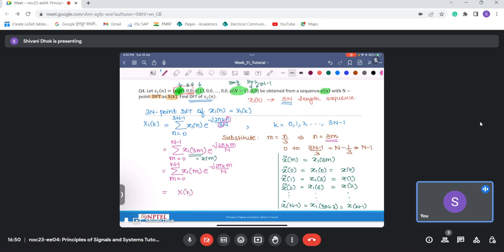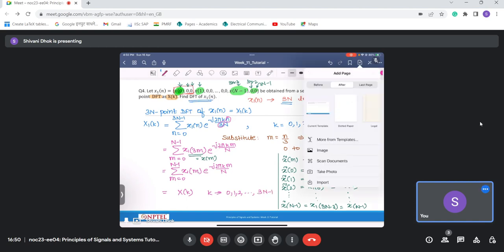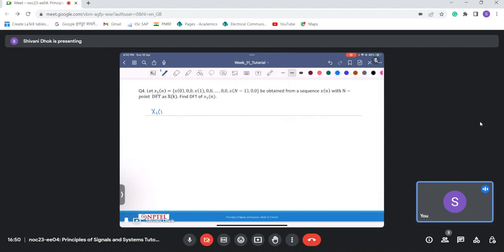But now this k is varying from 0, 1, 2 and so on till 3n minus 1. Okay, so now let us look at this. What we have is x1 of k is equal to x of k, where k is equal to 0, 1 and so on till 3n minus 1. Now one thing we need to note is this x of k is basically an n length sequence, which means it was the n point DFT of x of n.